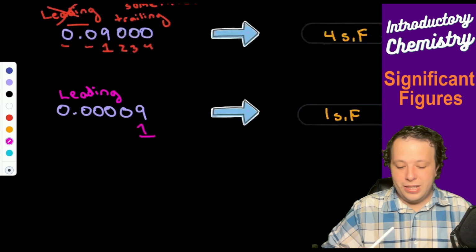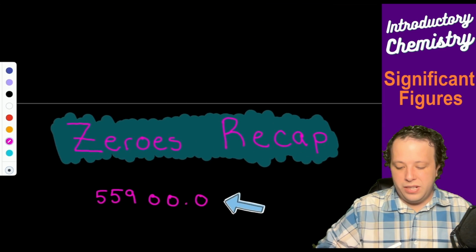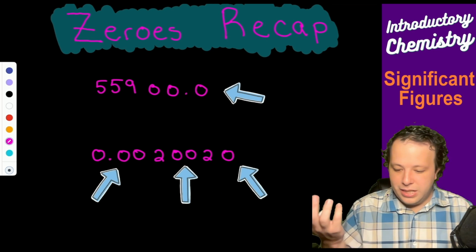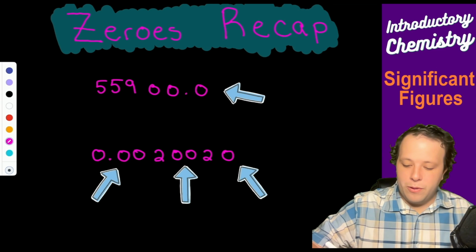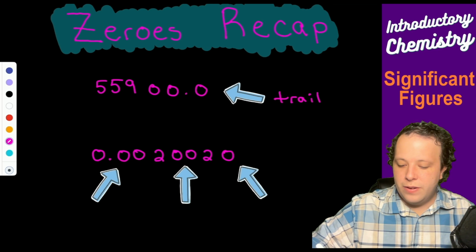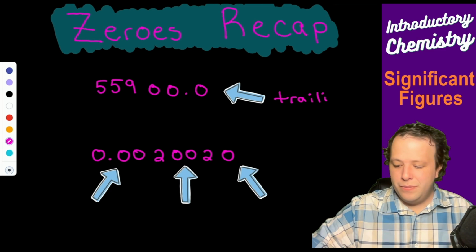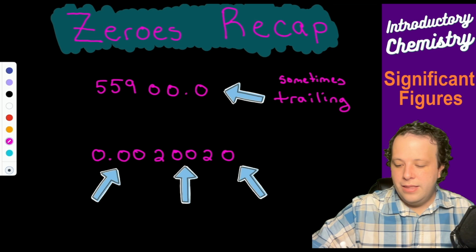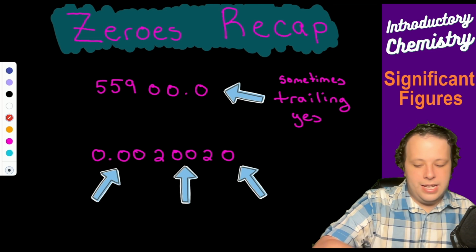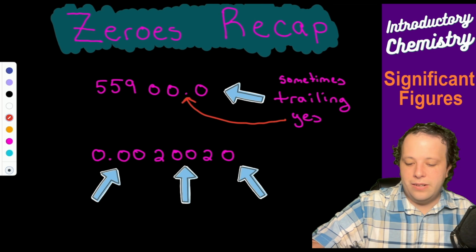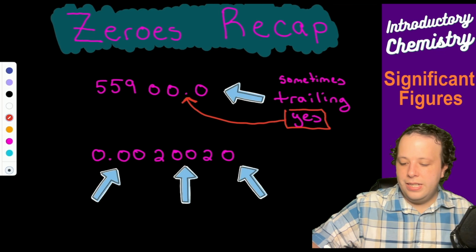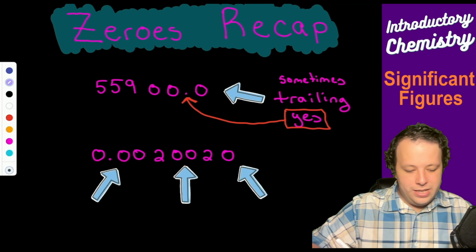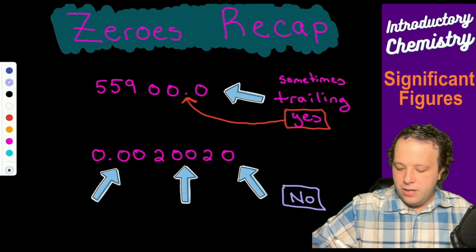So that's the whole idea when it comes to significant figures. Just a quick little recap of what these different zeros mean. We have a couple different types here. We have what we refer to as trailing zeros. So if I have 55900.0, we have some trailing zeros, and these are sometimes significant. In this case, yes, and that is because of this decimal here. That makes it significant. Versus the next example, this one is a big no right here.